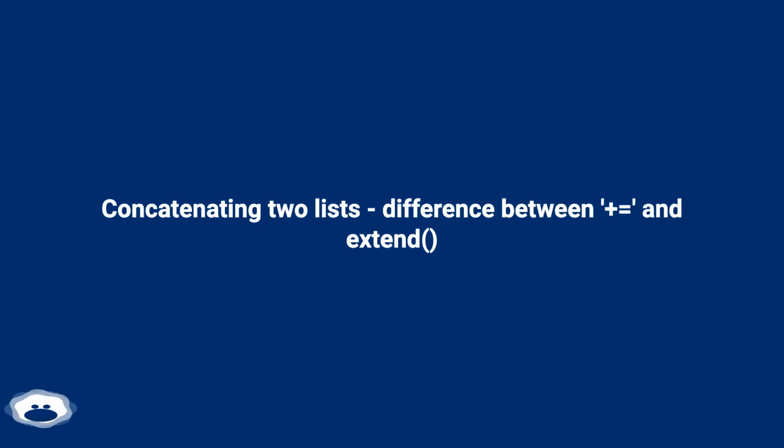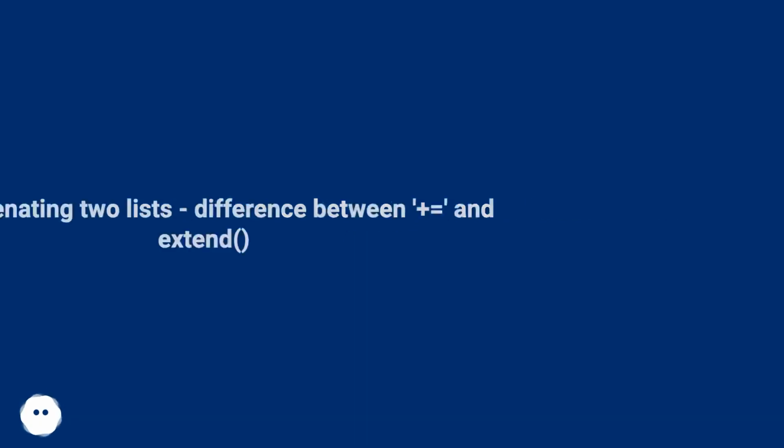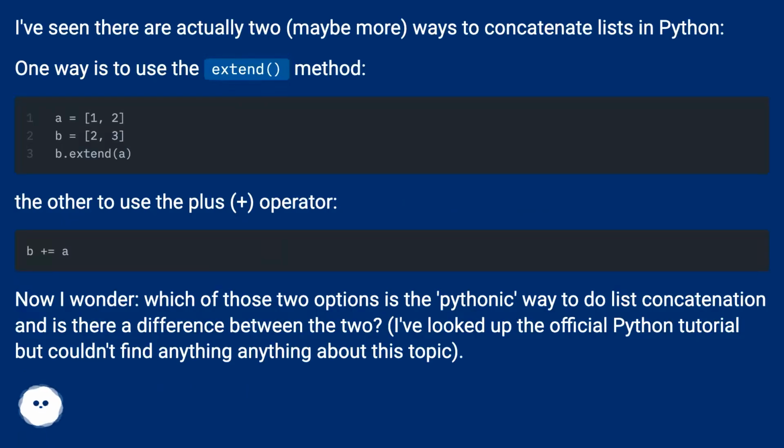Concatenating two lists: the difference between plus equals and extend. I've seen there are actually two, maybe more, ways to concatenate lists in Python. One way is to use the extend method. The other is to use the plus operator.